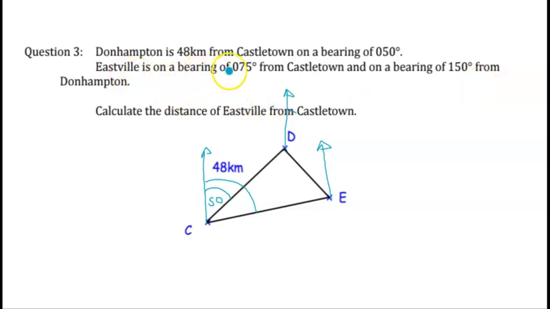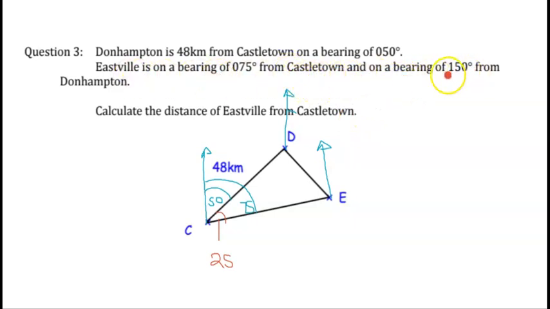East Villa is on a bearing of 75 degrees from Castletown. So you look at Castletown and you draw the line all the way here clockwise. So this big angle is 75. Now, if you want to find this small angle, the big angle is 75 minus 50. So this angle is going to be 25.